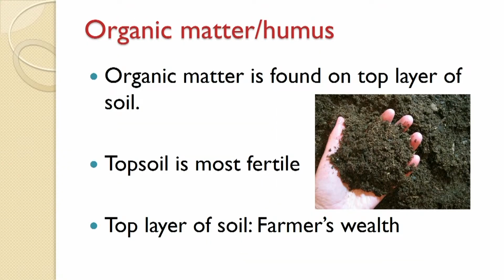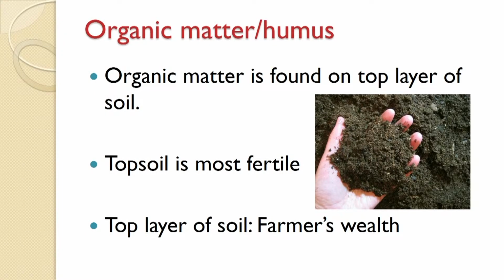After that, let's learn about the organic matter or soil humus. It is said that organic matter determines soil health. So if the organic matter content of a soil is very high, then the soil health is also very good. This organic matter is found mostly in the top layer of the soil. So why is it found in the top layer of the soil?